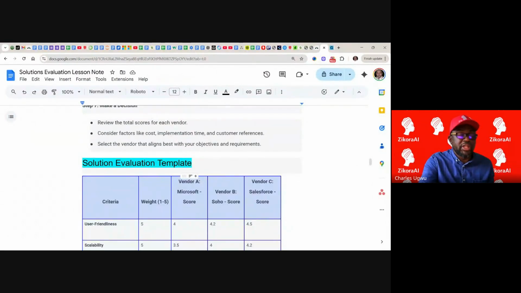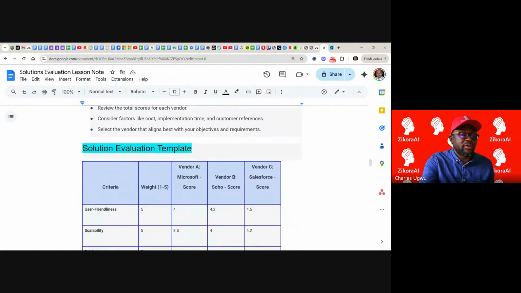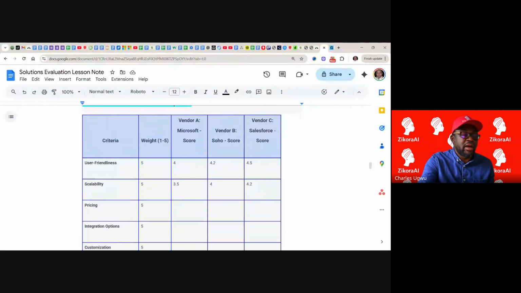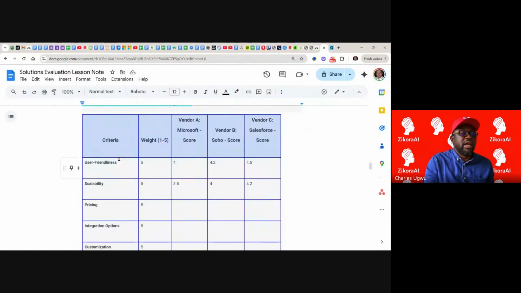So look at this template I've come up with. See, we have different vendors here. First is the criteria we spoke about. Under the criteria, we see areas where you can base your search. You can base it on how user-friendly that solution is compared to all three of them, or so many of them you want.